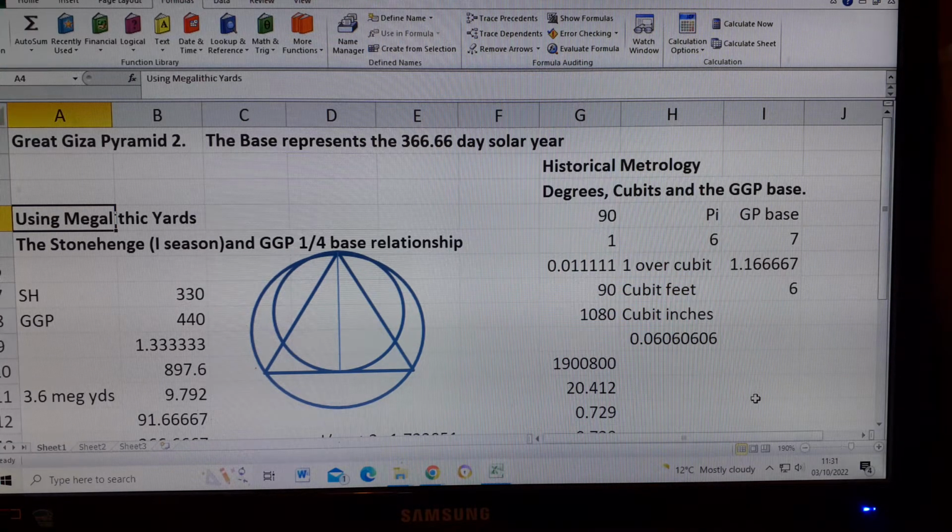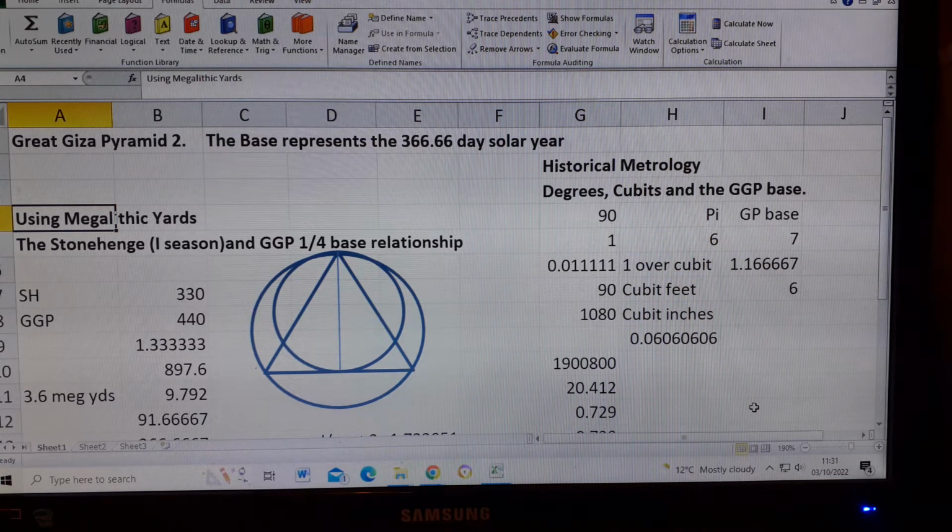Giza Great Pyramid, presentation 2. The base represents the 366.66 recurring day solar year. Well, we've proved that in the previous presentation, but now we're going to put it in the context of Stonehenge and Alexander Thom's megalithic yard. And I've spoken to a few metrologists about this, in particular Larry Paul, who's very interested in this. And he wanted me to do a talk with him about this, but I prefer to do this video, and I hope you're watching, Larry.